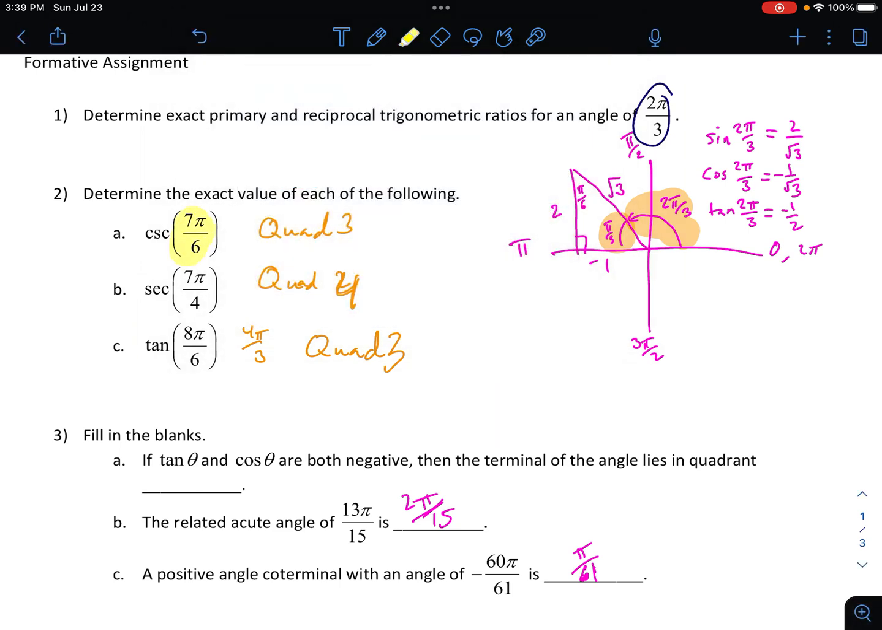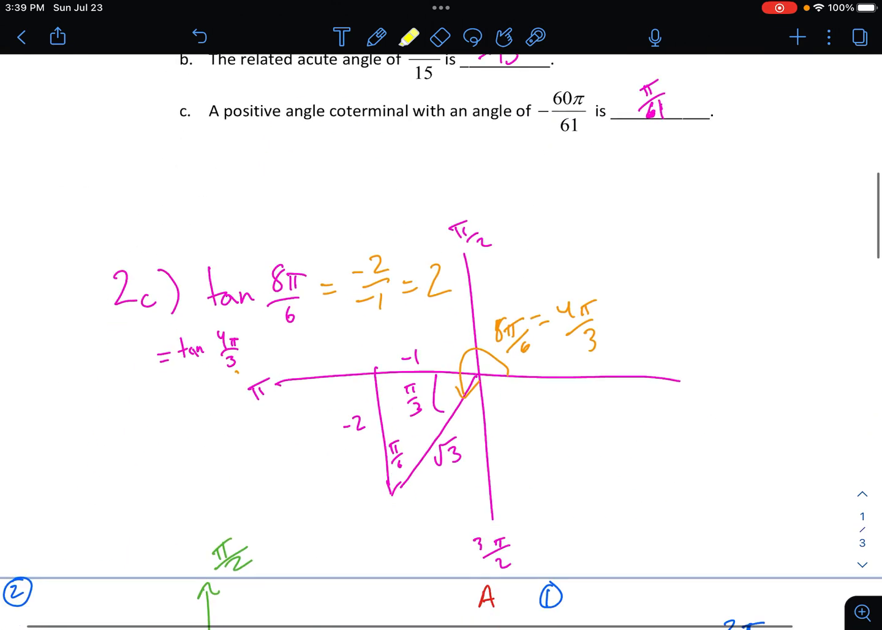So like 7 pi over 6, that's over 1, so that'd be over pi, so that's why it's in quadrant 3. 7 pi over 4, well, that's over 1.5, right? That's like 1.75, so that's why it's in quadrant 4. And then when you have 8 pi over 6, it's really like 4 pi over 3, so that's between 1 and 1.5, so that's why it's going to be in quadrant 3.